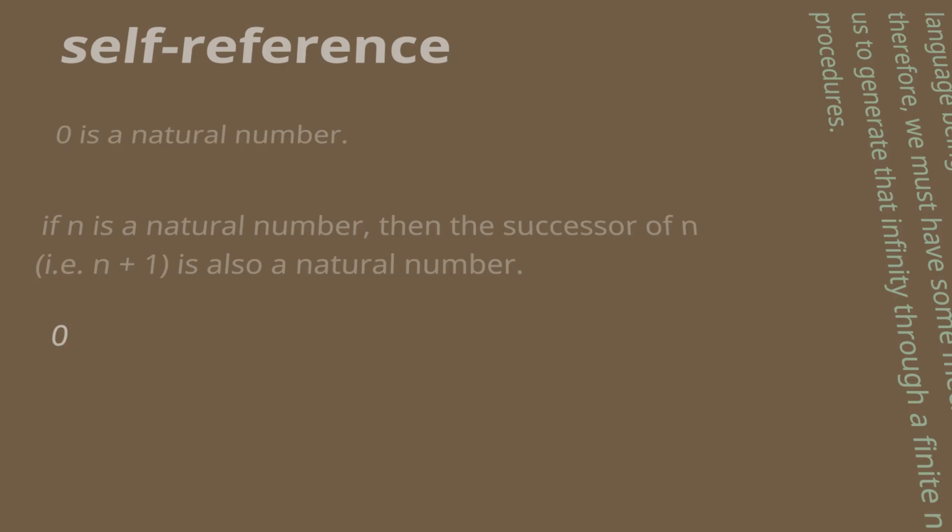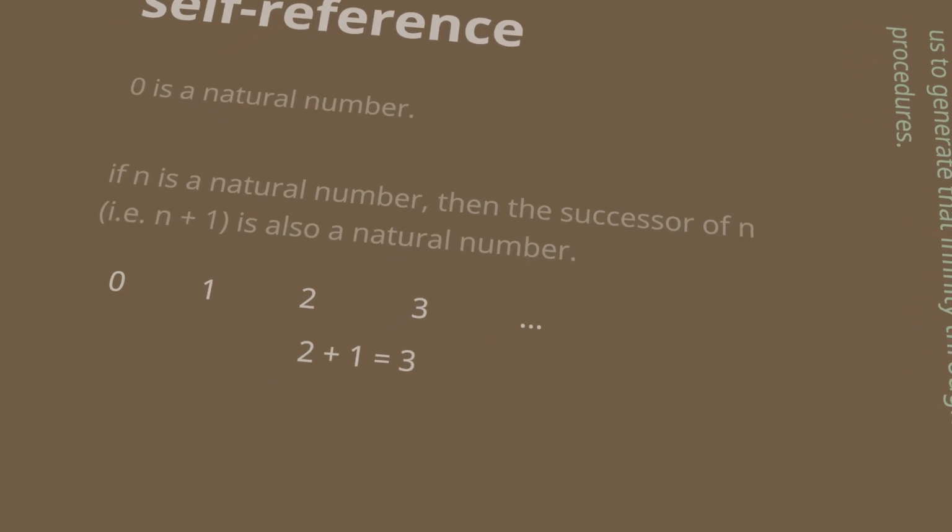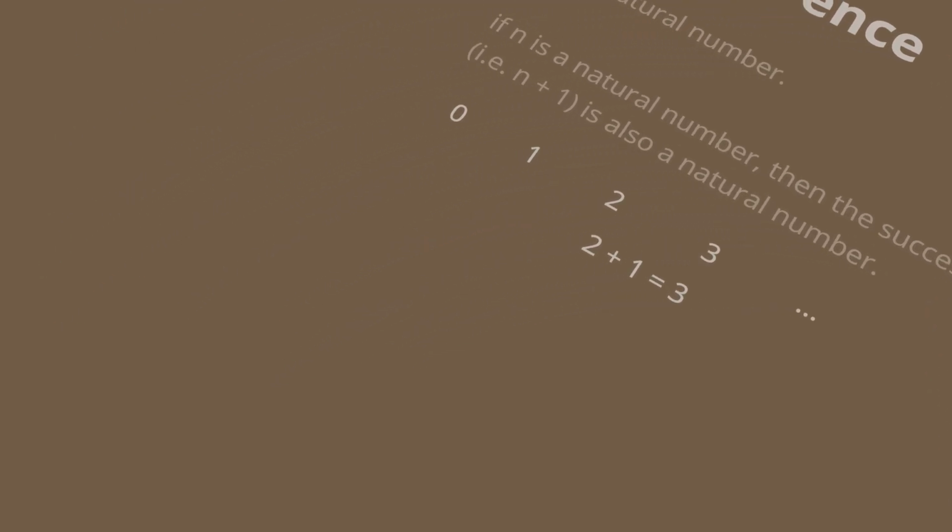So, if 0 is a natural number, then 0 plus 1, 1, is also a natural number. If 1 is a natural number, then 1 plus 1, 2, is also a natural number, and so on. With those two simple lines, I have a procedure that I can repeat ad infinitum to generate all the natural numbers. It's more precisely an inductive definition, but we can call it self-reference in the sense that each number is defined in terms of the number that goes before. Or to put it another way, the algorithm can use its own output as input.